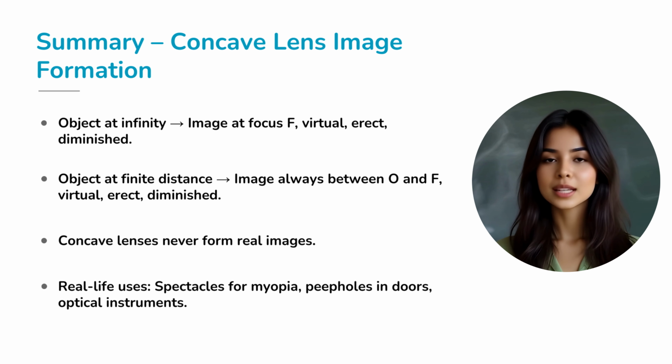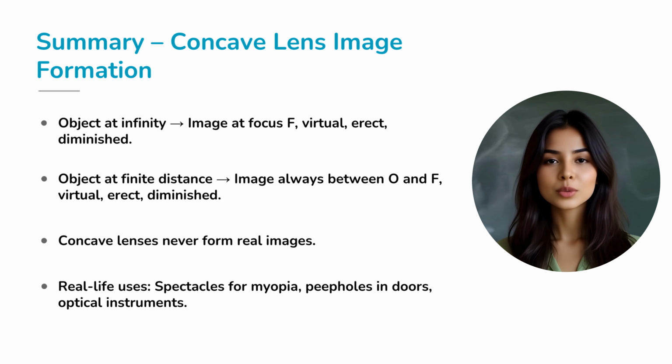Alright students, let's wrap up our learning about concave lenses with a quick summary. Buckle up. When the object is at infinity, imagine looking at something super far away. What happens? The image forms right at the focus point, F. But here's the twist, it's virtual, erect, and diminished. So, no scary giant images here. The further away you go, the smaller and more normal the image becomes.